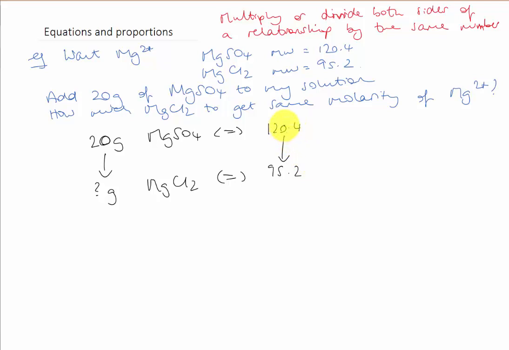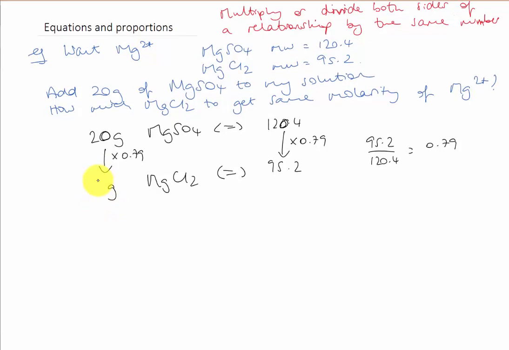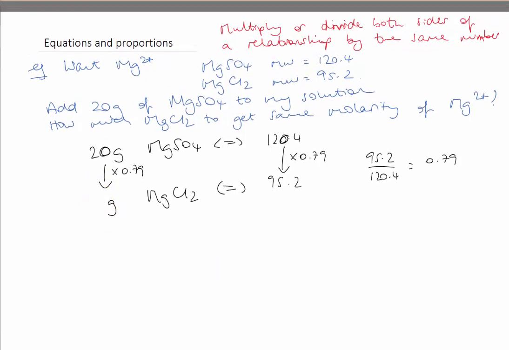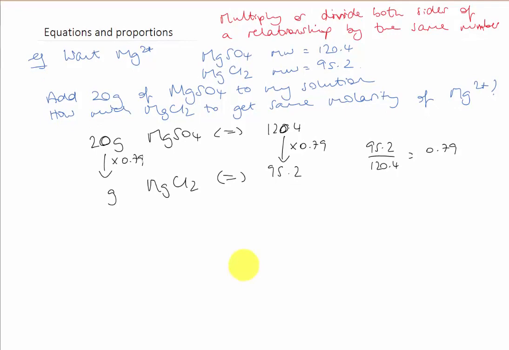So to the relationship between these, 95.2 divided by 120.4 is equal to 0.79. So if I multiply 120.4 times 0.79, that gives me my 95.2 molecular weight of the magnesium chloride. And so with my grams here, I have to multiply by the same number. I'm multiplying by the same thing on each side, and so that gives me 15.8 grams.